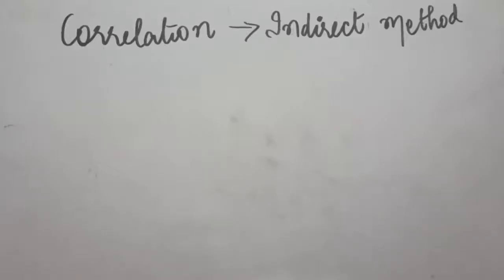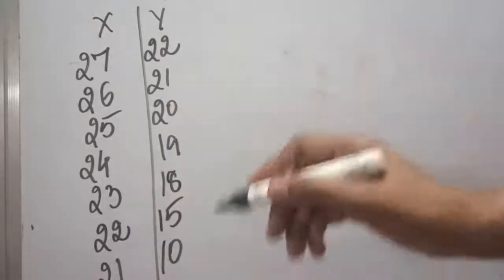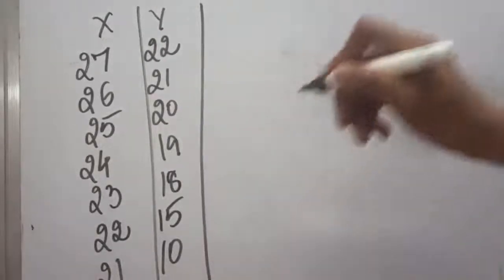Now the other method of correlation is the indirect method, where we will use the assumed mean. As discussed earlier, this method will be used when the values are large, and therefore in those cases you can make use of the indirect method. Let us see this with the help of one example. In this example we have been given the X series and the Y series. Let's do it with the help of the indirect method.